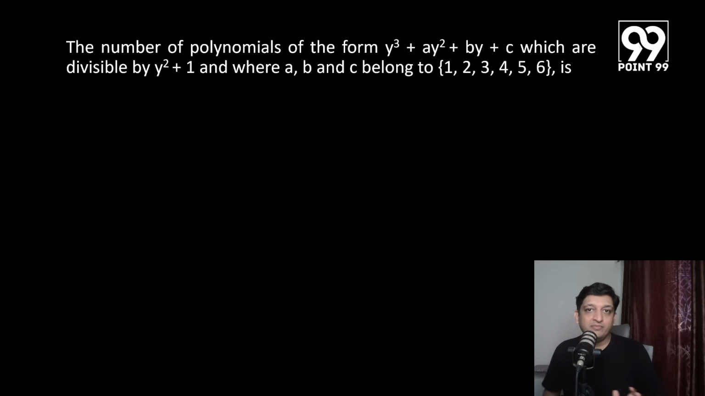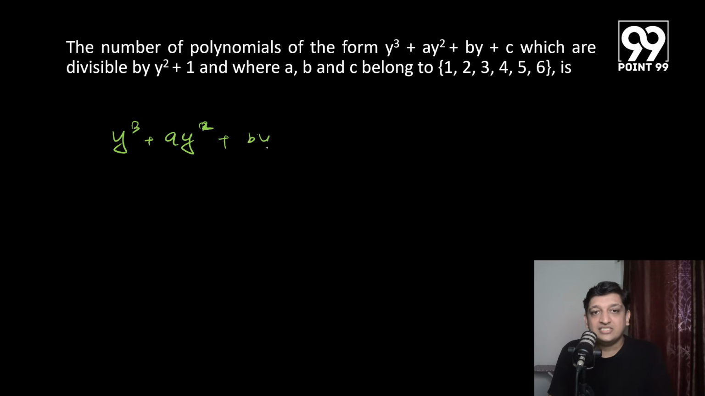The number of polynomials of the form y cube plus ay square plus by plus c which are divisible by y square plus 1. So it's a very painful question, right? But the important thing here is that it is divisible by y square plus 1. And how do you figure it out? Some people will try to use synthetic division and so on and so forth. But you have to understand one very simple thing. I have this here, y cube plus ay square plus by plus c. This is equal to y square plus 1 into something.